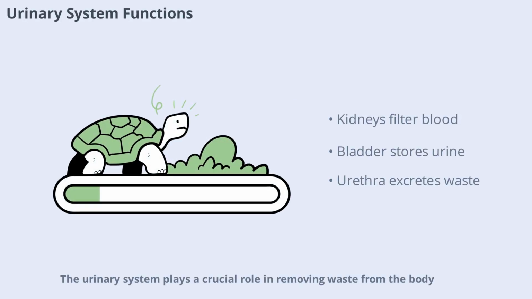Urinary system plays a crucial role in removing waste from the body. Key parts include the kidneys, ureters, bladder, and urethra. Each part has a specific function, such as filtering blood, transporting urine, and storing waste before excretion. Understanding these functions is essential for both health and science exams. Practice labeling diagrams and explaining the role of each part to reinforce your knowledge.